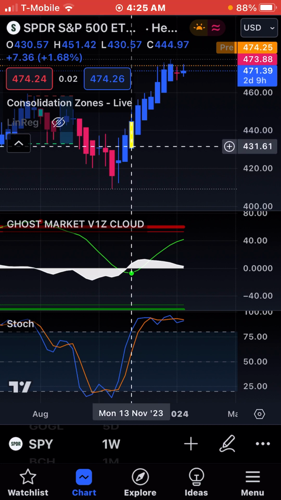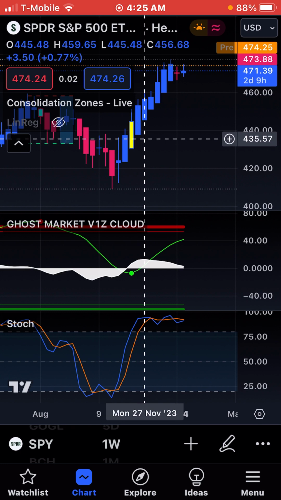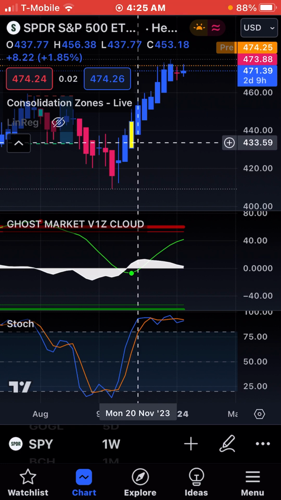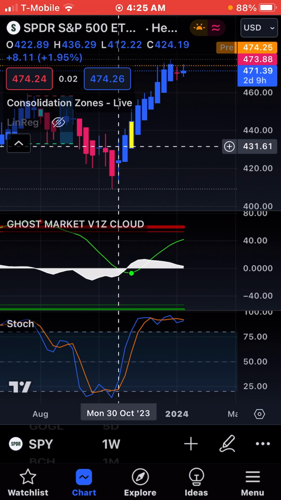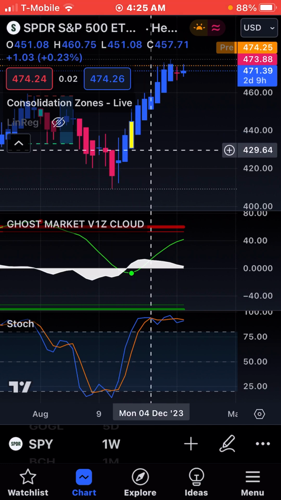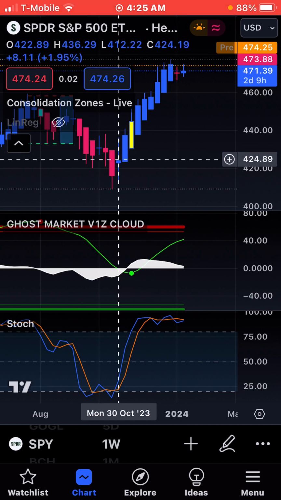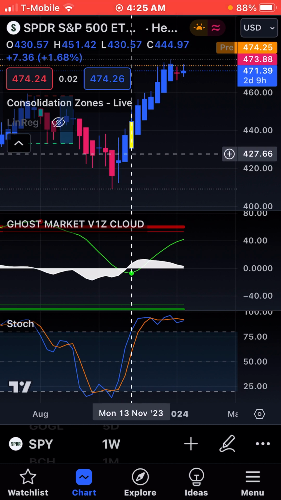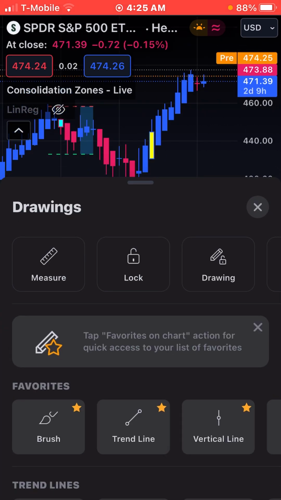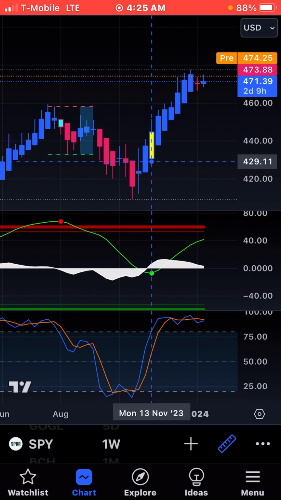So if we look at the cloud here, we see that there's a green dot, and we also see that the cloud printed from down to up. So what you want to look for before entering your trade is it needs to go from down to up, and you need to see a green dot. So if you did ride this out, and this is SPY here.